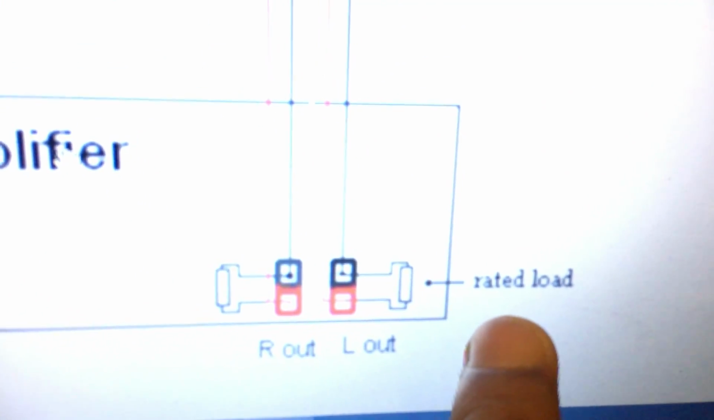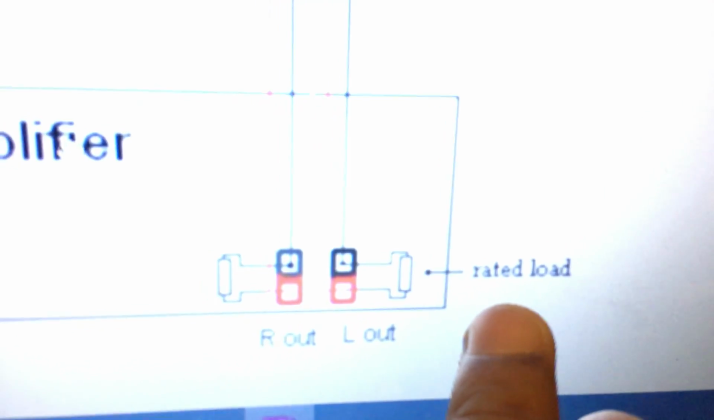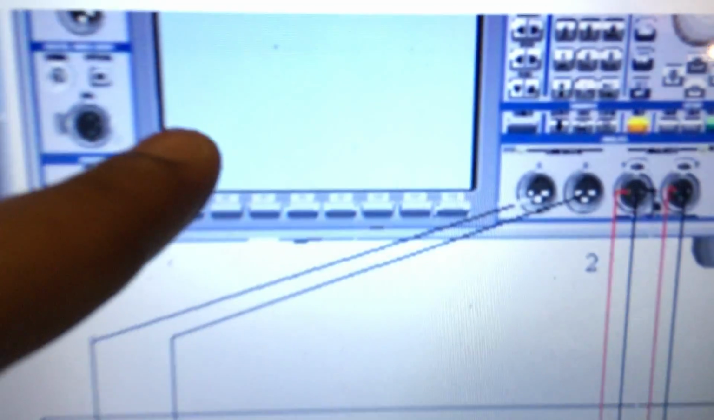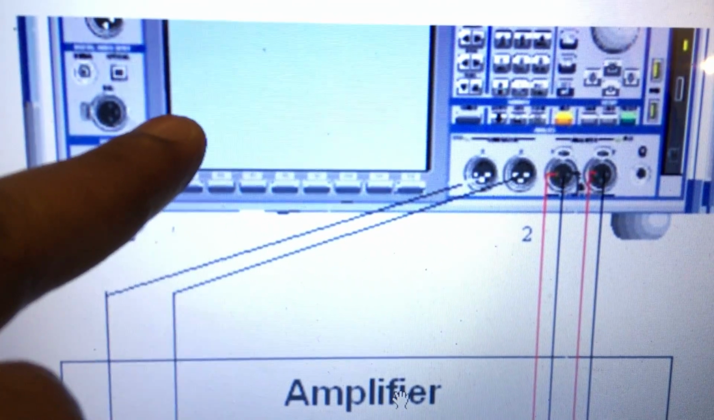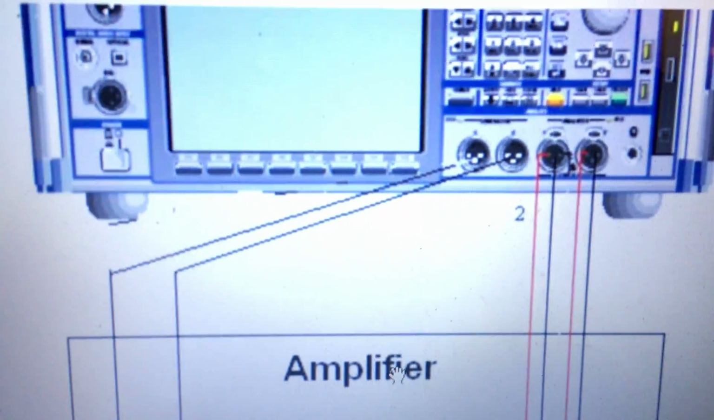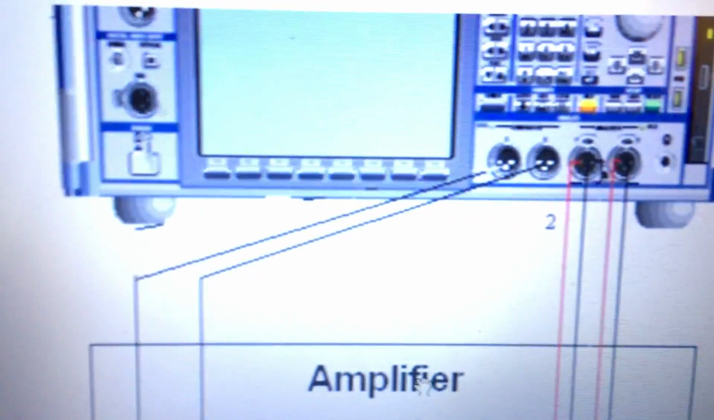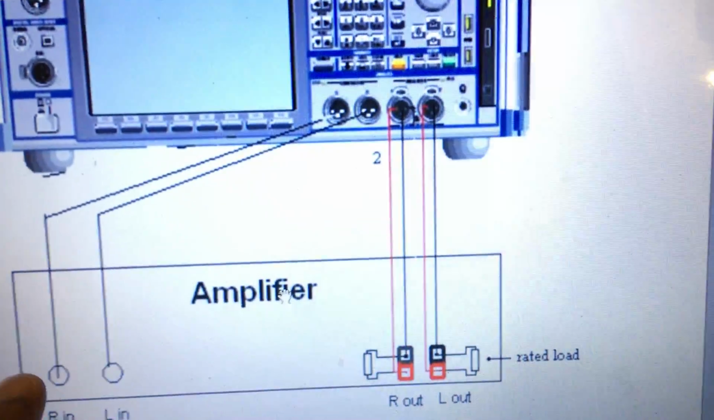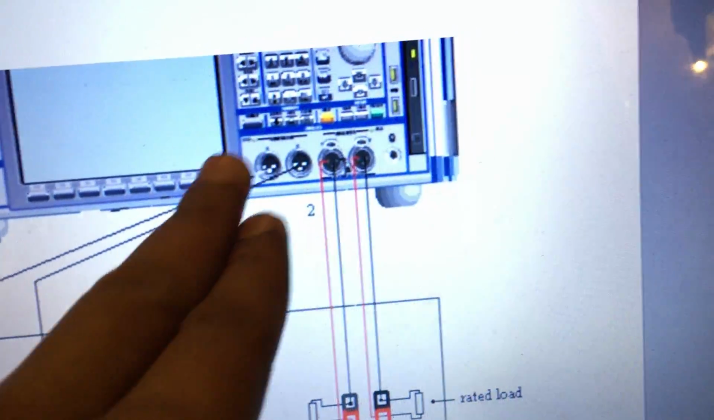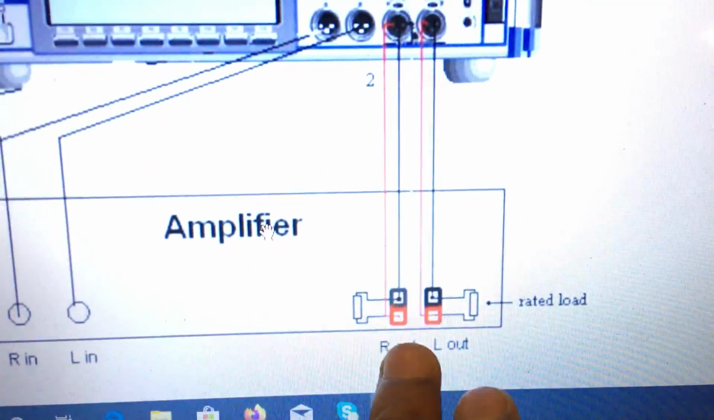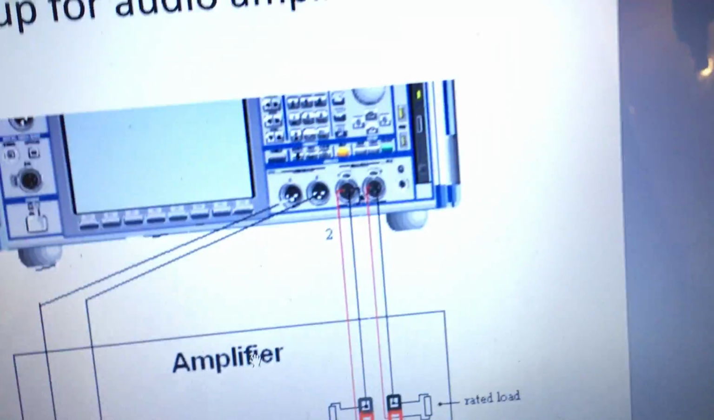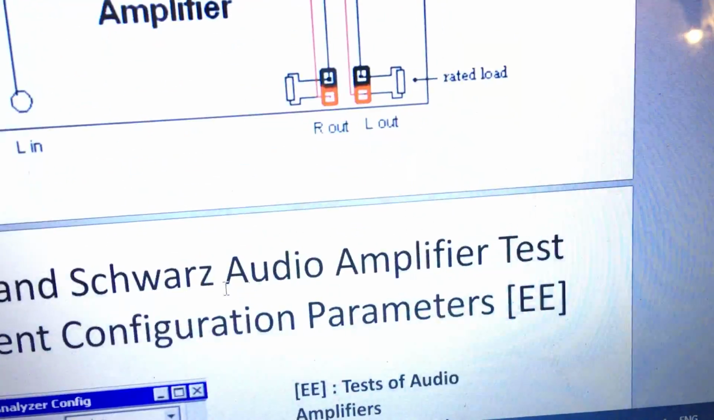The rated load could be a speaker, for example, whose resistance is 8 ohms. This is the test instrument, that is a total harmonic distortion analyzer. Now these are the connections, right? So these channels will be connected to the instrument input, and the amplifier output also will be connected to a few of the channels of this total harmonic distortion analyzer.